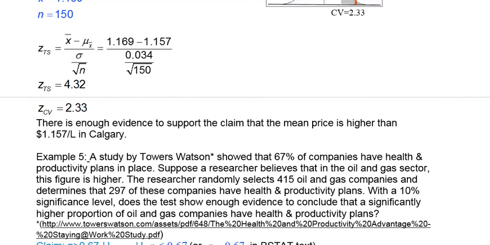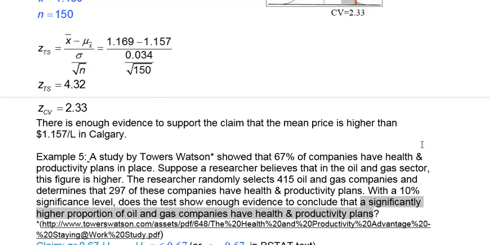Looking at our second example. Again, read through it, search for the part that ends in a question mark, and see if you can find a claim somewhere in that question. So here we've got a significantly higher proportion have health and productivity plans. Okay, so is this statement about a mean or about a proportion? Because those are the only types of hypothesis tests we've looked at so far.